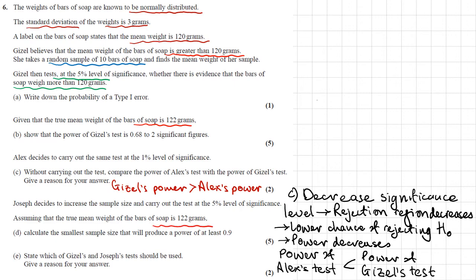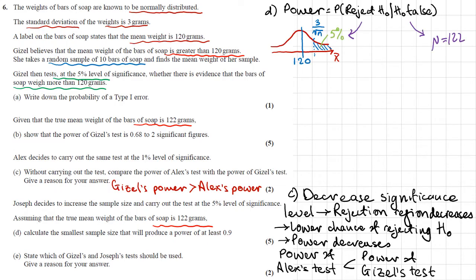Part D, calculate the smallest sample size that will produce a power of at least 0.9. So just like before, the power of a test is the probability to reject H0 given that H0 is false. Well, we know the H0 is false bit, the mean is actually 122. Now for the rejection region, because we are doing a test at the 5% level of significance, this area is 5%, so we want to try and work out what this rejection value is here.